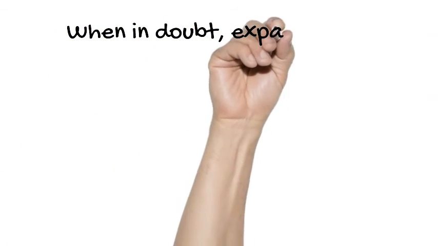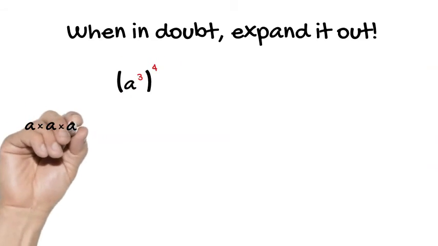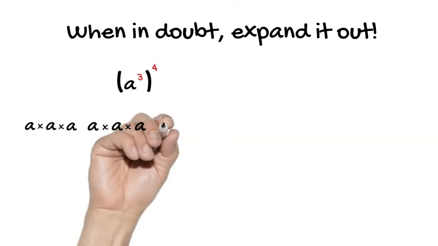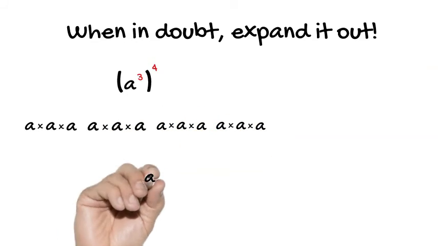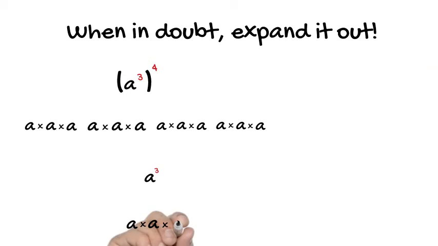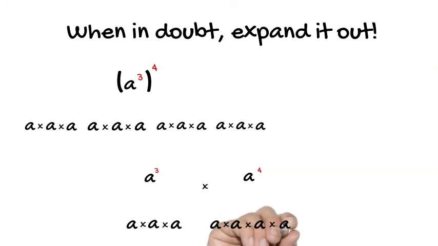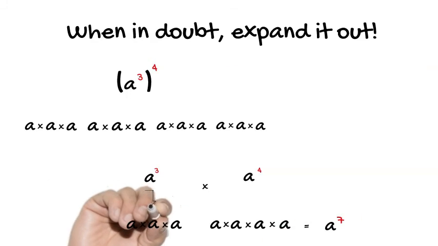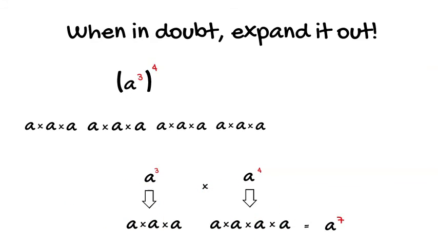I'll just close by adding, when in doubt, expand it out, because that's really what we've been doing. We saw that a to the third raised to the fourth is actually 12 a's when we expand it out, or a to the third times a to the fourth is actually 7 a's when we expand it out, etc. So if you don't remember the rule, you can just see what happens, and that will tell you why you're supposed to do what you're supposed to do, and you'll know it.